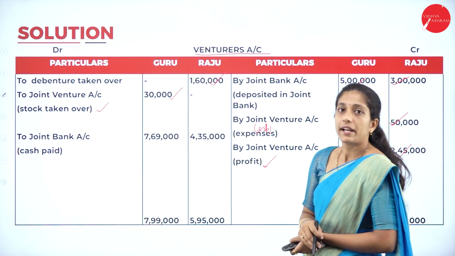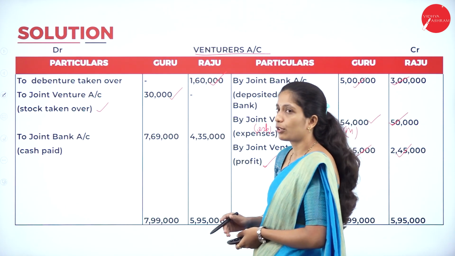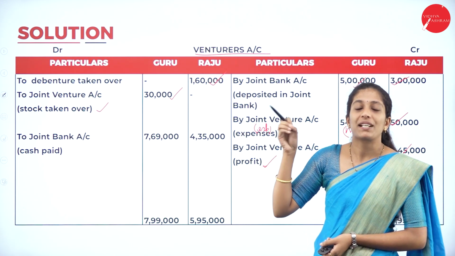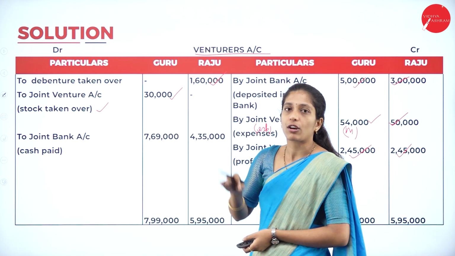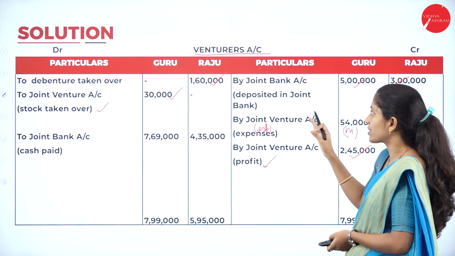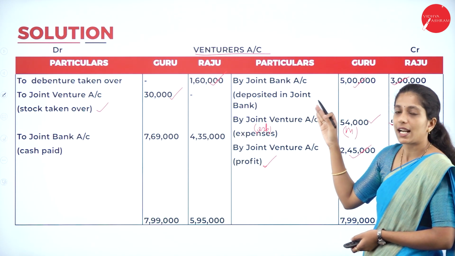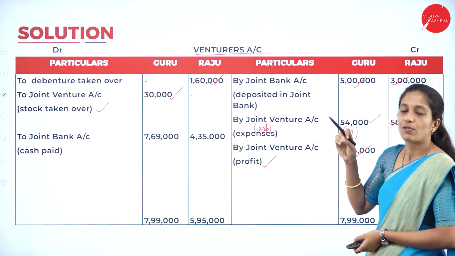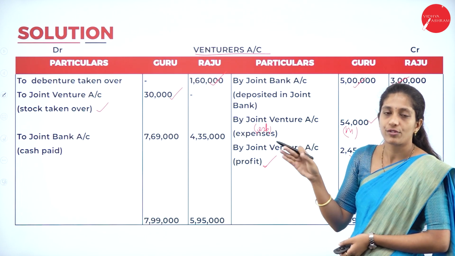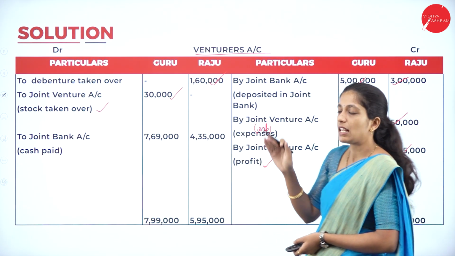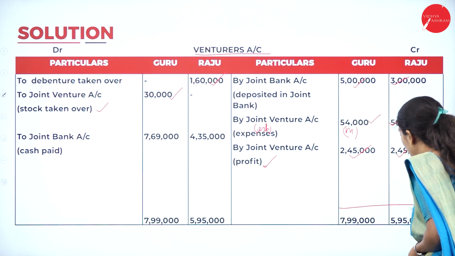Next, we have recorded entry for stock taken over by Guru. So in your debit side, if any of the asset or liability has been taken over, that will be recorded in the debit side of venturer's account. Whereas in credit side, you'll record the amount deposited as well as any expenses which have been incurred, as well as the profit of joint venture account. Next, what you have to do? You have to balance both the sides. So you'll balance the credit side.